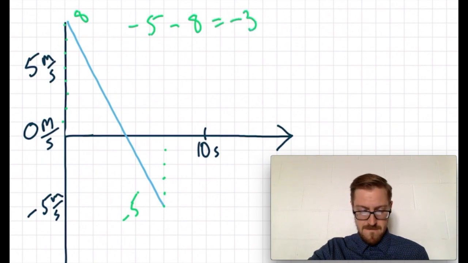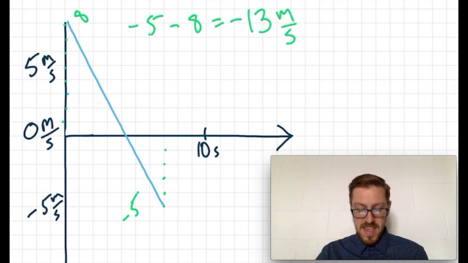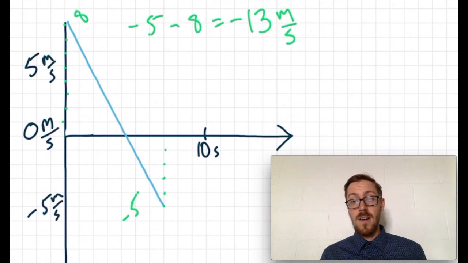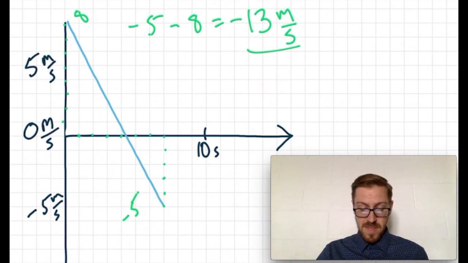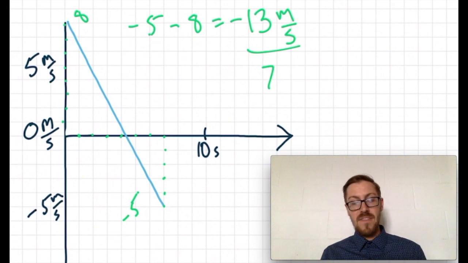And that's going to give us -13 meters per second. That's our change. Our speed went from a +8 to a -5. So it went down 13 meters per second. The time that it took, the run on this, is 1, 2, 3, 4, 5, 6, 7. So our run would be 7. I have to get my calculator out, but let me do that.